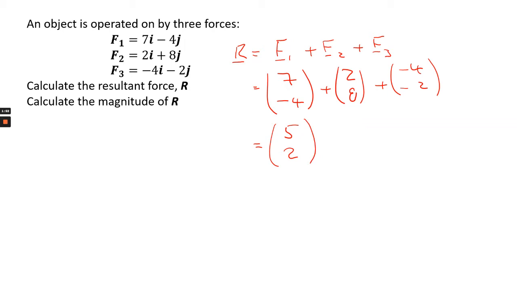So I have this vector 5, 2, and by convention I'll put it back into the form it was asked in, so 5I plus 2J, and that is my resultant force R. And then I'm asked to calculate the magnitude of R.